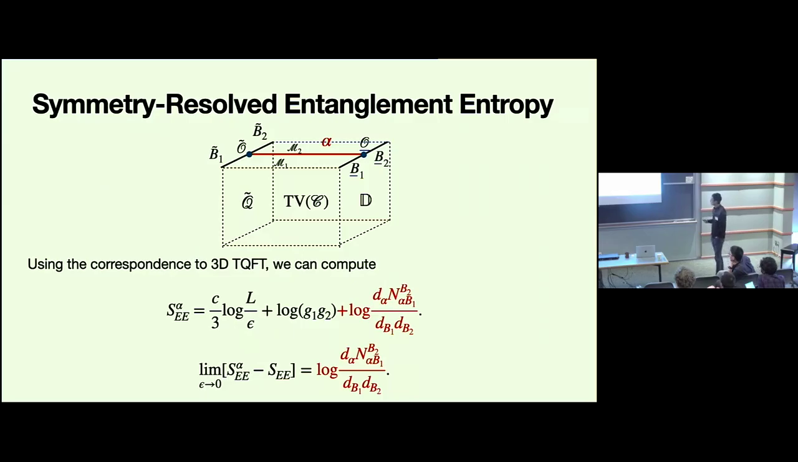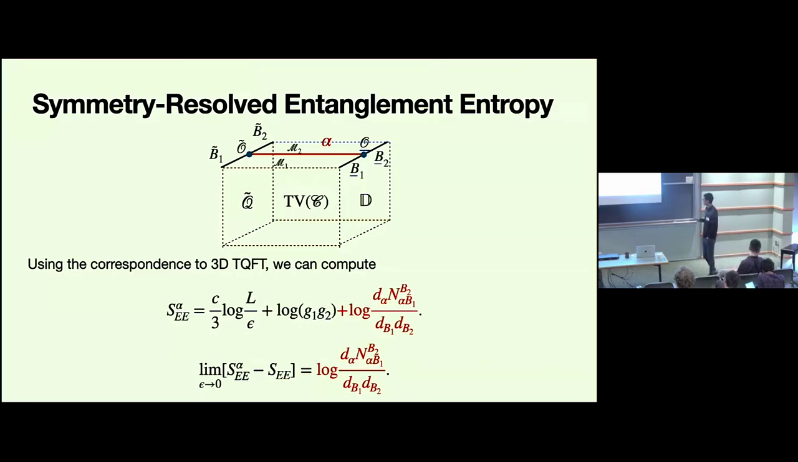Now, all the details are not important, but roughly speaking, this d sub alpha, for instance, is the quantum dimension of this line interface. It doesn't necessarily agree with the actual dimension of the representation alpha, but they're related. This d_B1 and d_B2 are quantum dimensions of these interfaces, B1 underline and B2 underline, and this n is some fusion coefficient between these three topological interfaces, alpha, B1, B2.